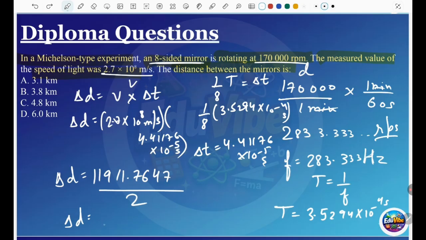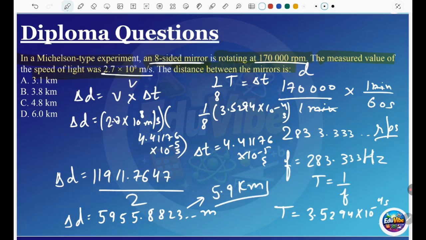When you solve this, you get about 5955.8823 something meters. But we want it in kilometers because all the options are in kilometers. So convert this into kilometers by dividing by 1000. You get 5.9 kilometers, which is also 6.0, because in the options you have 6.0. So D is the right option for that.